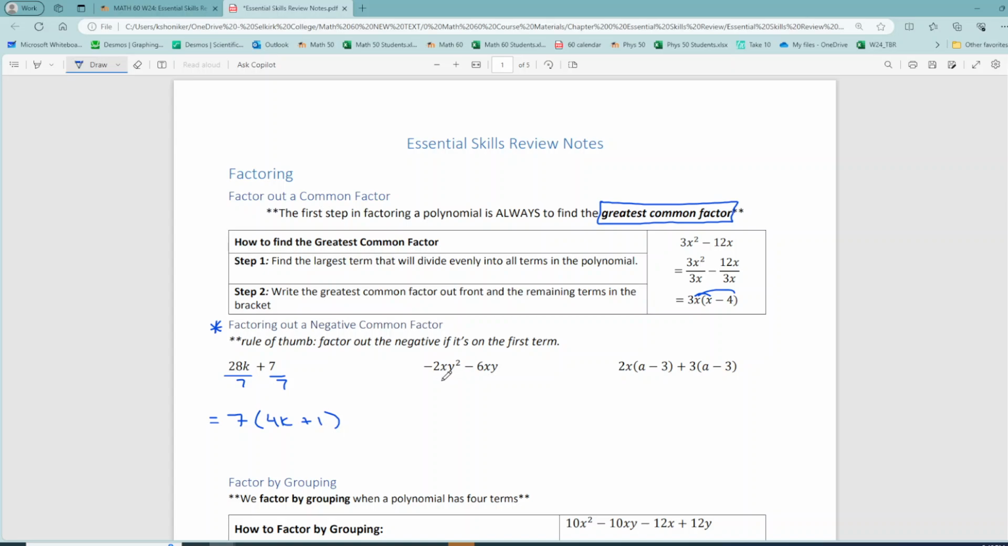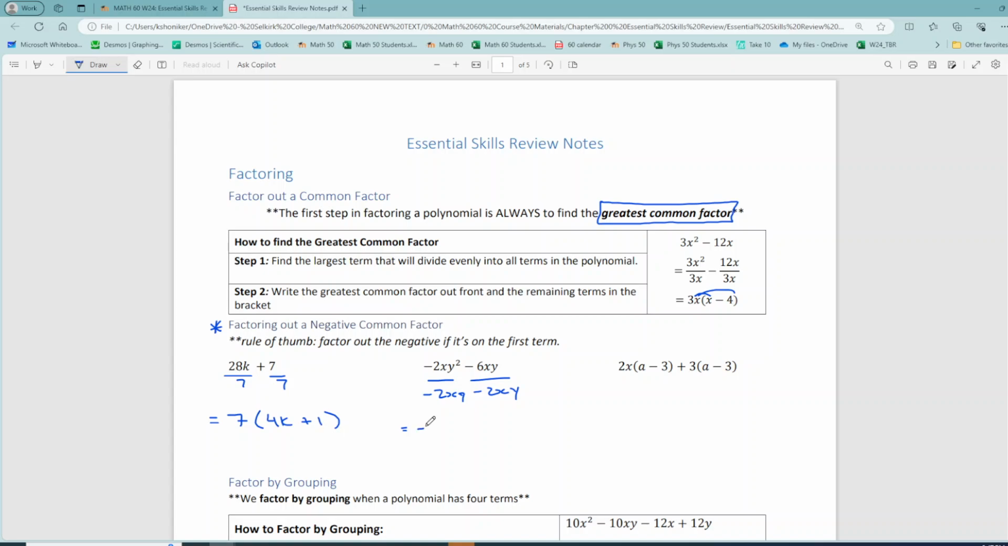Okay, so for this next one, I'm going to take the sign of the first term. So in this one, I'm going to be taking out a negative. I'm going to look at the 2 and the 6. The greatest common factor is a 2. I look at the x and the x, I can take an x, and then I have a y squared and a y, and since this one only has a y to give, I can only take a y.